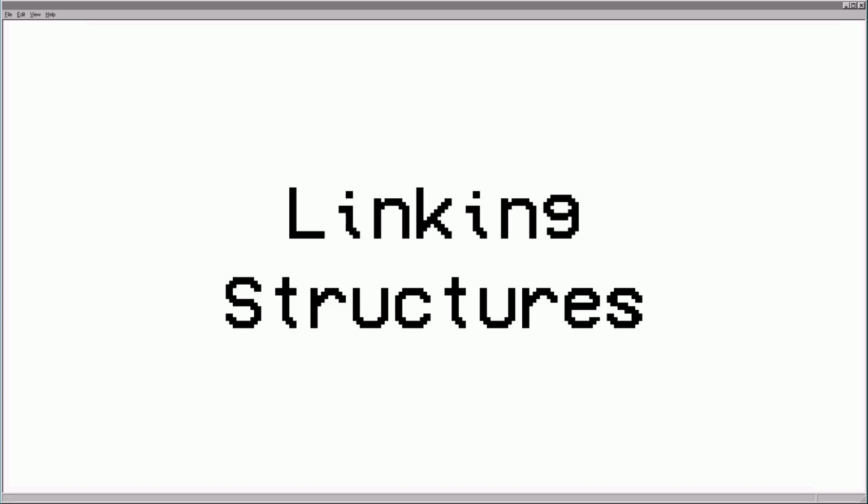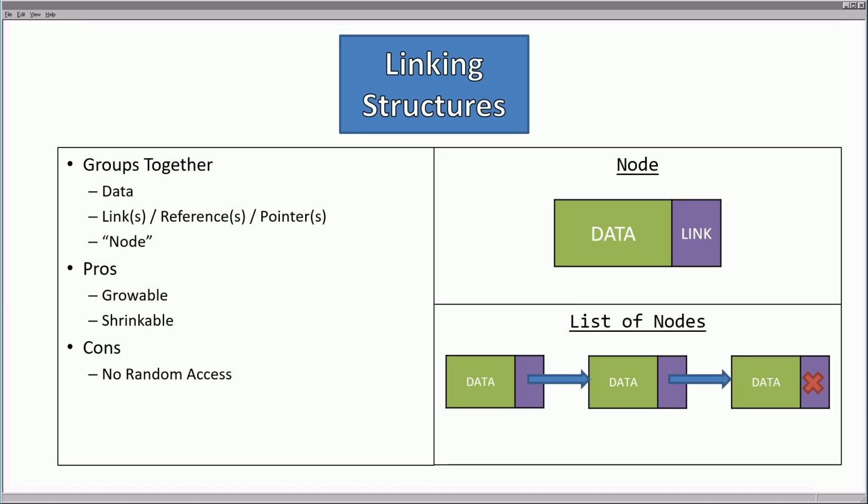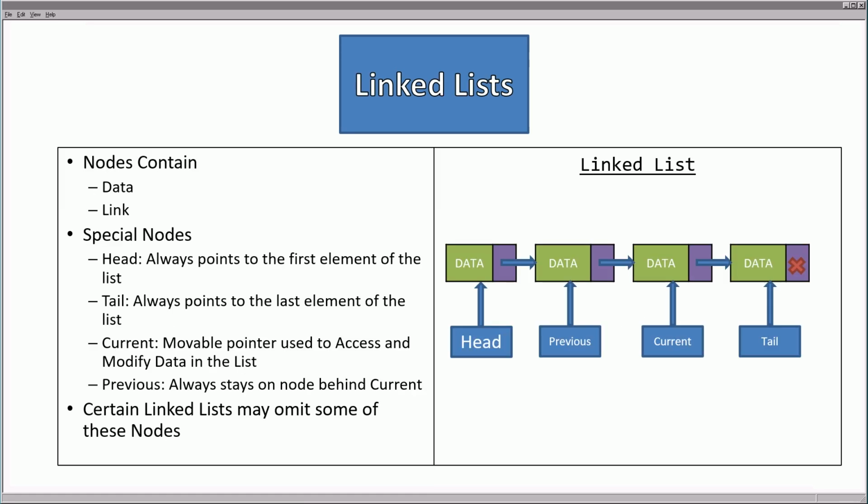Now we introduce the concept of a linking structure. With a linking structure, the first thing that we have to know is you group together like data and a link into a structure called a node. When we start using linking structures, the pros is you can grow this structure and you can shrink this structure. However, we have to sacrifice random access in order to achieve a growing and a shrinking data structure. Now, one of the most common foundational linking structures is called the linked list.